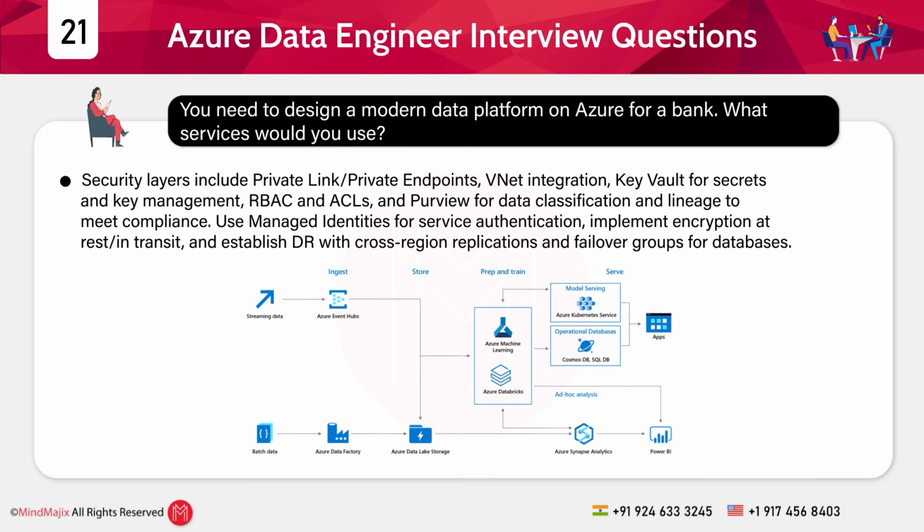Security layers include Private Link or private endpoints, VNet integration, Key Vault for secrets and key management, RBAC and ACLs, and Purview for data classification and lineage to meet the compliance. Apart from that, you can use managed identities for service authentication, implement encryption at rest and in transit, and establish DR with cross-region replication and failover groups for databases. For ML or real-time scoring, deploy models in Azure ML or Databricks, serving with monitoring and explainability. For governance, you can include Purview plus auditing and policy guardrails via Azure Policy.